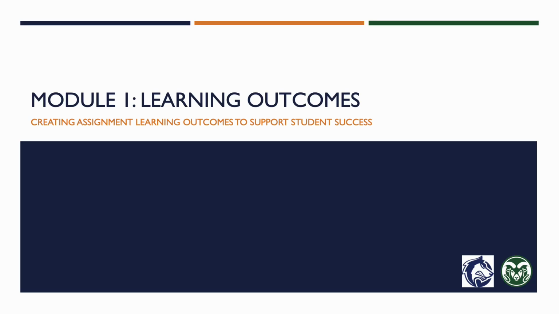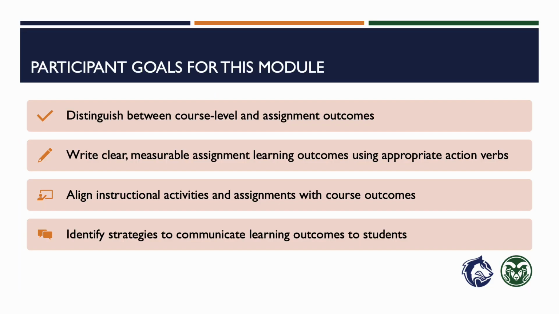Module 1, Learning Outcomes. In this module, we'll focus on the difference between course level and assignment outcomes. We'll talk about how to write good assignment learning outcomes, how to align instructional activities and assignments with those outcomes, and identify strategies to communicate learning outcomes to students.